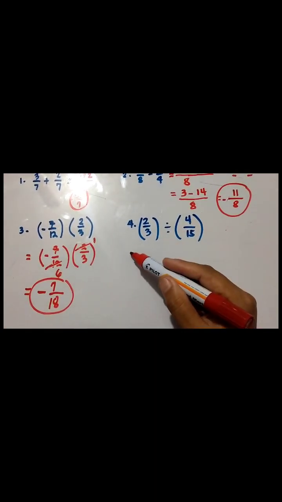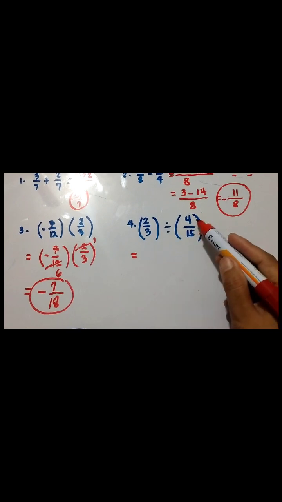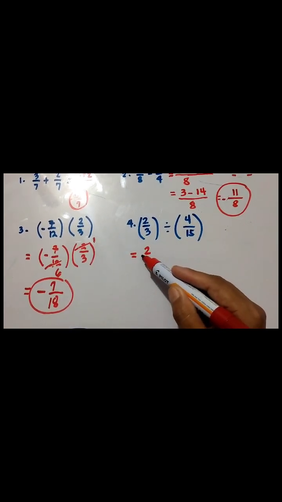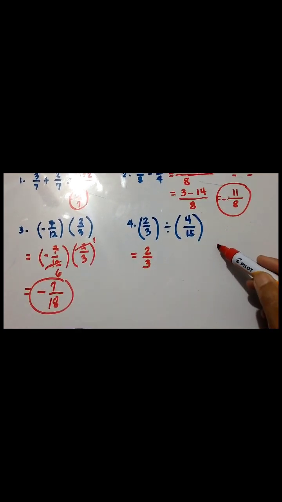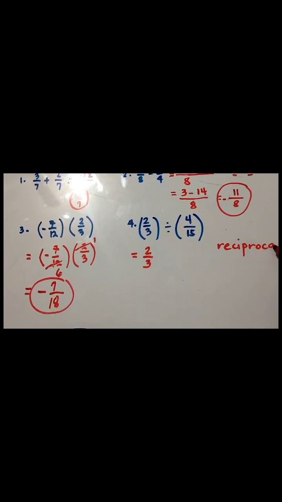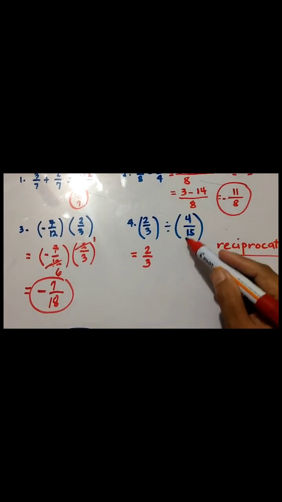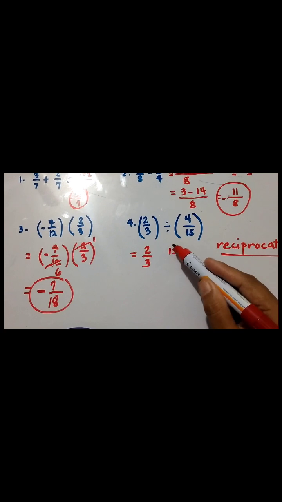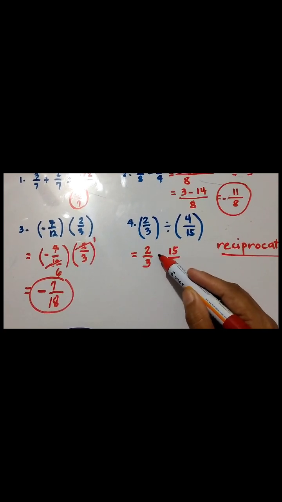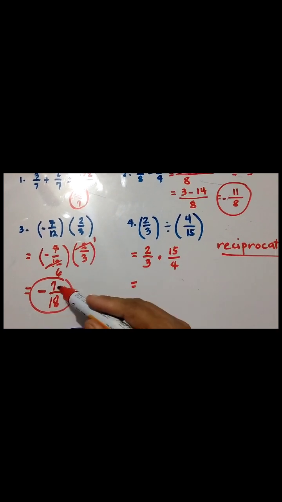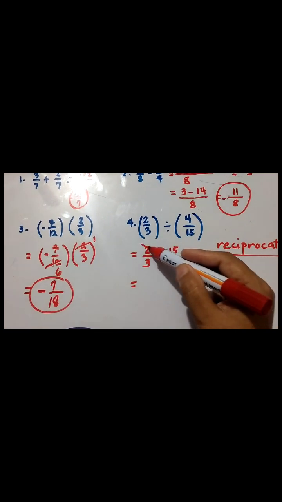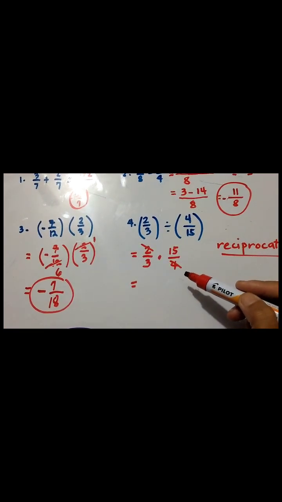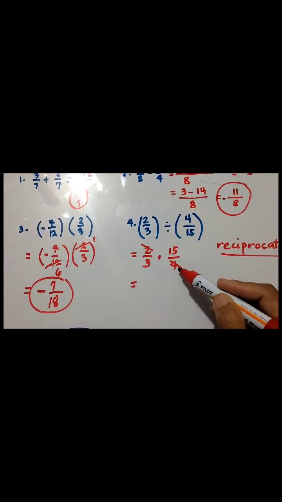Next, this one, division. So we have 2/3 divided by 4/15. So we will have the dividend and then get the reciprocal of the divisor. So the reciprocal of 4/15 is 15 over 4, and then proceed to multiplication. Same rule there. Reduce a pair of numerator and denominator. We'll have 2 and 4, so that is by 2. We can divide both 2 and 4 by 2.